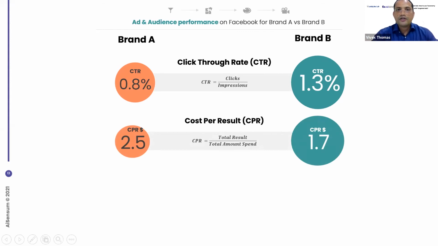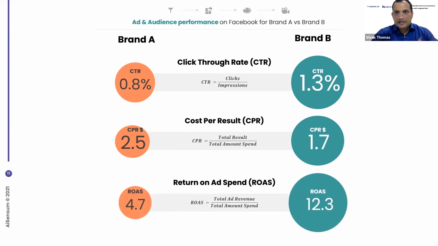The other thing is the cost per result, or the cost per acquisition. How many dollars did you spend to actually get your sale? In this case, for brand A, it was $2.50 to get one customer, whereas the cost per result for brand B was just $1.7, very significantly lower.